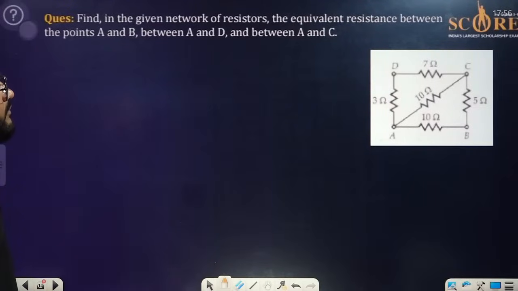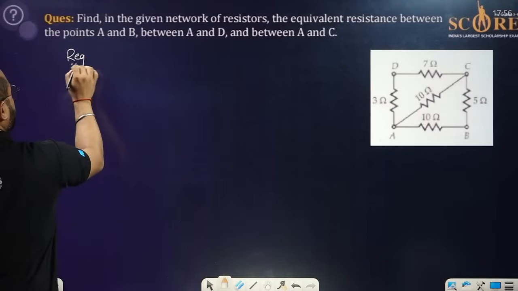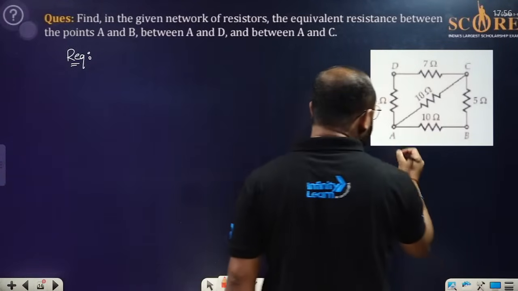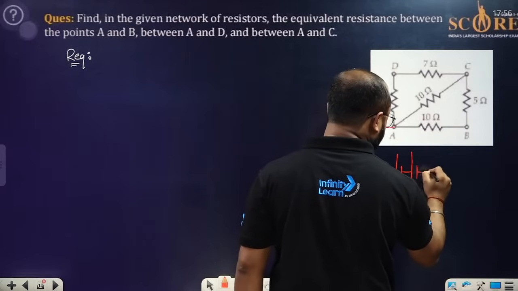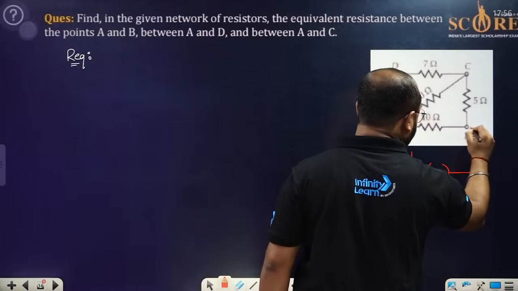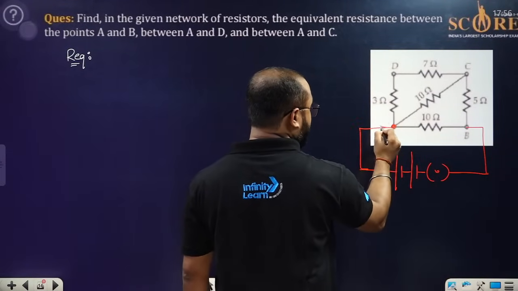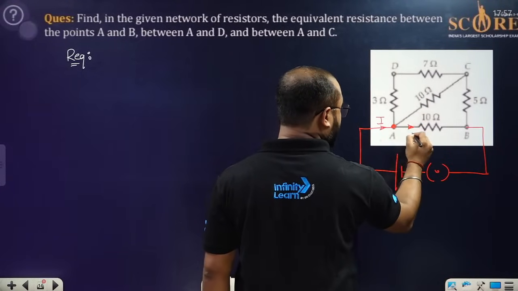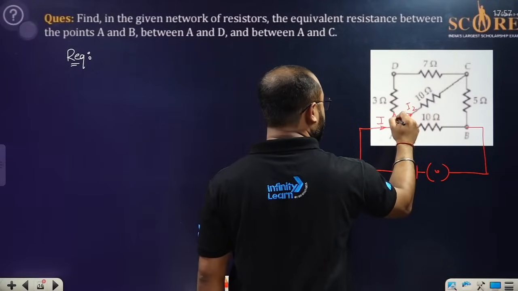What we have to find? We have to find the R equivalent for this. Let us talk about the R equivalent for this particular question and how to find it. Suppose this is connected to a battery. For your understanding, please do not draw it in your paper. Till here it is going to be I, and it is divided into three different ways, I1, I2, and I3.